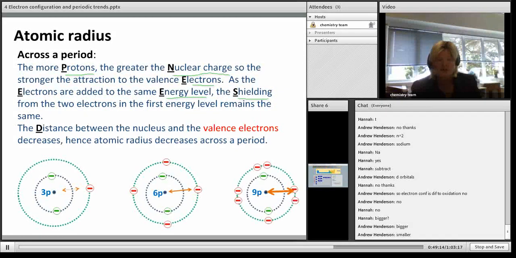So what you've got, if I show these diagrams, the first diagram is for lithium. Lithium has got 3 protons. So my nuclear charge is 3, or it's approximately 3.